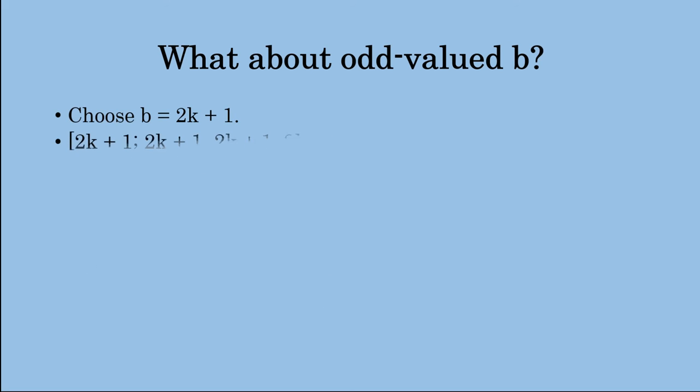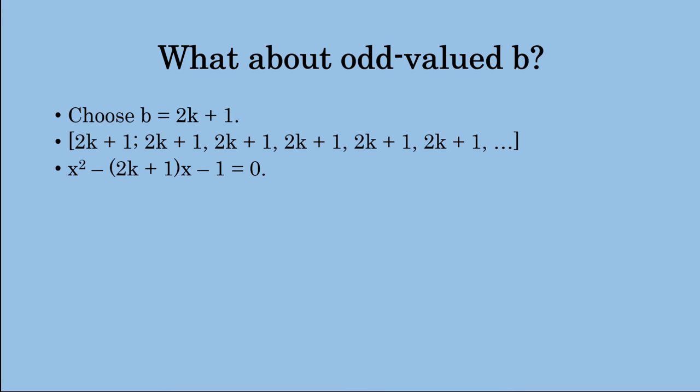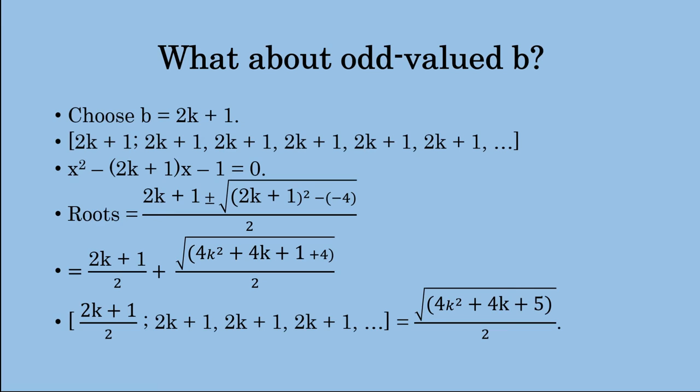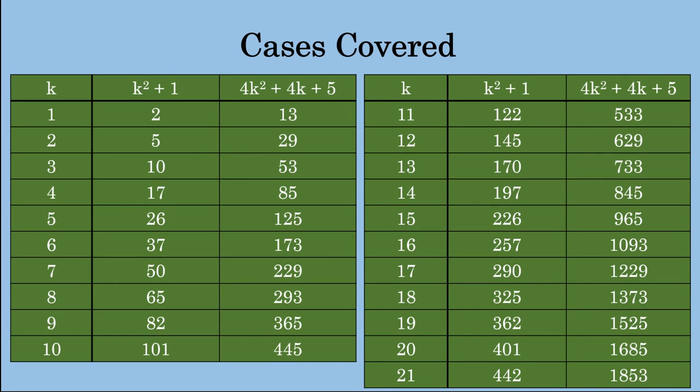And in general, if b equals 2k plus 1, we can substitute into the continued fraction, so this is what we get. And substituting into the polynomial, this is the associated polynomial. And so the roots, we can expand out and simplify a little bit, and we end up with this basic formula right here. Using this, we can also get rational approximations for a different class of numbers, which is basically all the numbers of the form 4k squared plus 4k plus 5, where k, again, is some arbitrary integer. So adding this to the table, we can see an additional column, and we cover another general case of irrational numbers.